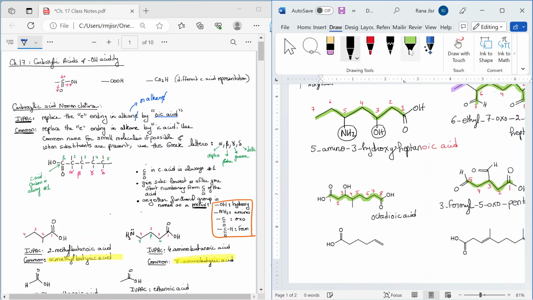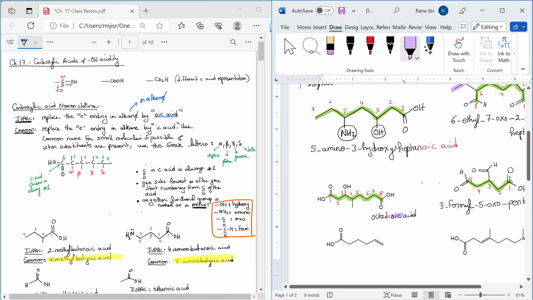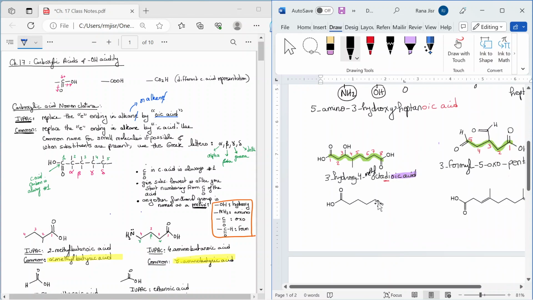You're still ending the name in oic acid in there. All you're going to do is put the prefix di. Okay, don't forget that. And then our substituents in there. So we have 3-hydroxy and 4-methyl. So that is going to be 3-hydroxy, 4-methyl octadioic acid.